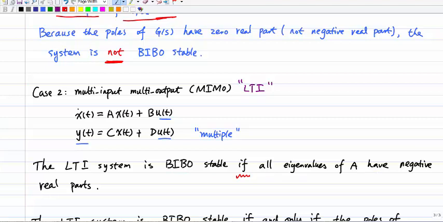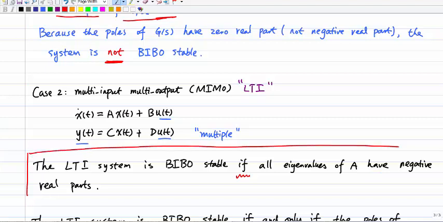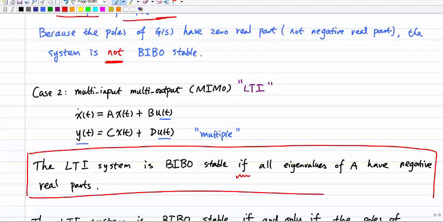That's one condition we can say, okay? So pay attention to the statement over here. This one only says "if," which means it's not required. But if all eigenvalues have negative real parts, it's guaranteed to be BIBO stable. However, if some eigenvalues are negative and some are positive, we don't know. You cannot say it's not BIBO stable. Also, you cannot say it's BIBO stable. So this is just a sufficient condition.